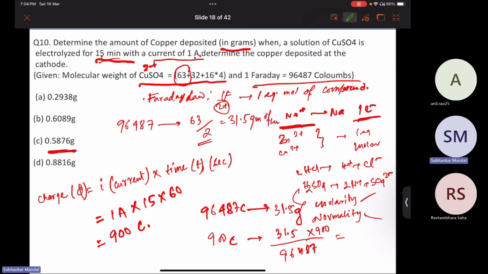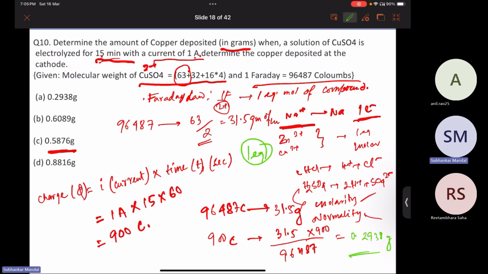What will be the answer? Can anyone calculate? 31.5 into 900 divided by 96... Okay, so Ritambhara, I don't know, maybe I am not pronouncing it right, she is telling 0.2938 gram. Okay, so these things you have to remember, that one equimolar gram of compound will deposit.